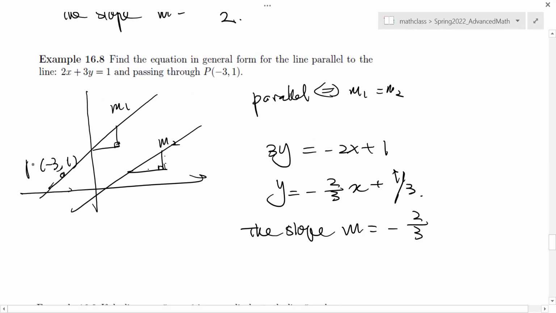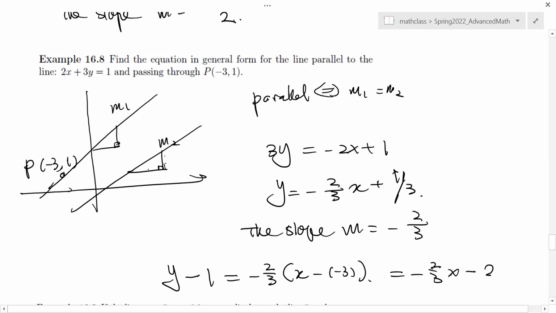That's a point P. If you know the slope and you know the point, you can figure it out. So y minus 1 equals -2/3 times x minus -3. Then you can multiply and simplify. You get -2/3 x, and this would be -2, I think. Then you move -1 to the right-hand side, and you get the equation y equals -2/3 x minus 1.